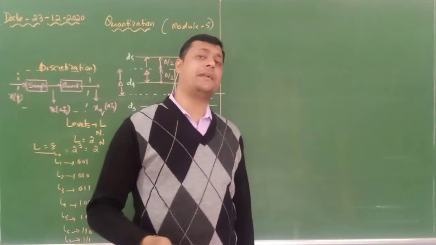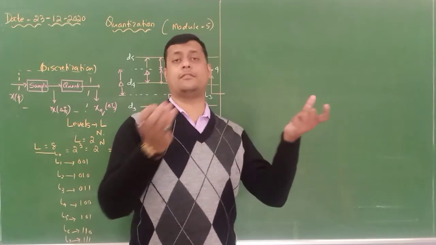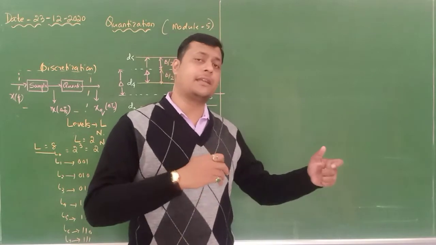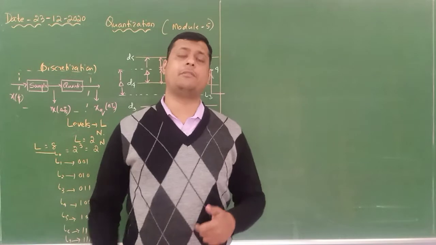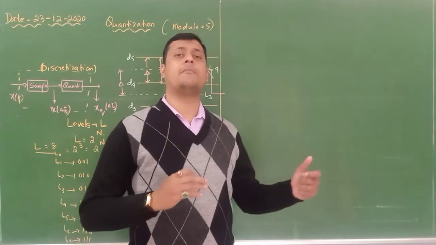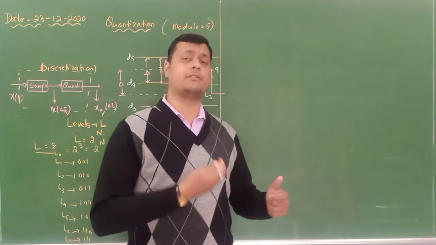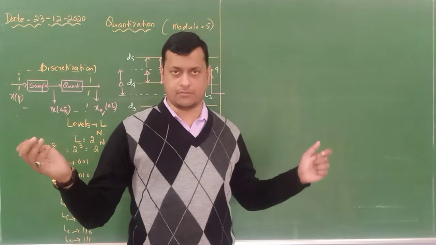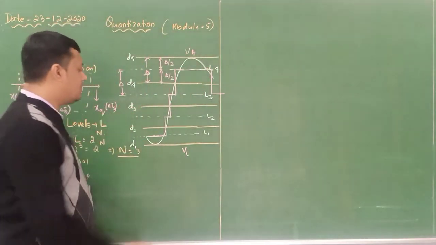And once this binary data is converted, that means we have converted our analog signal into binary data, and then we can transmit it from parallel to series form, because all this data will be available in a parallel manner. We need to convert it into series. So a parallel to series converter will convert it and form a binary bit stream. Okay. Now come to this particular figure.